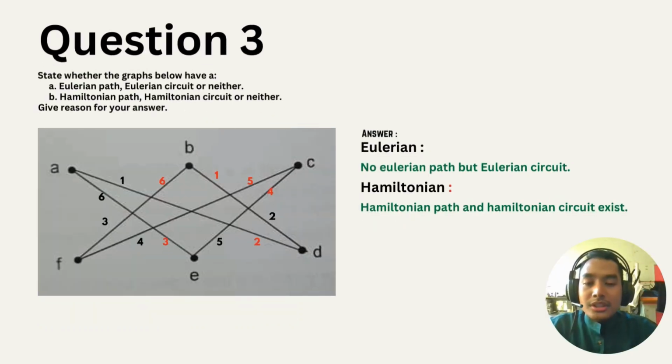For the last question, based on the graph, we can conclude that there is no Eulerian path but a Eulerian circuit exists, since all vertices have even degree and all edges are passed through once. For example, we can begin from vertex A to vertex D, B, F, C, E, and the last one is vertex A. A Hamiltonian path and Hamiltonian circuit exist since all vertices are passed through. For example, we can start from vertex B, A, E, C, F, and the last one is vertex D.